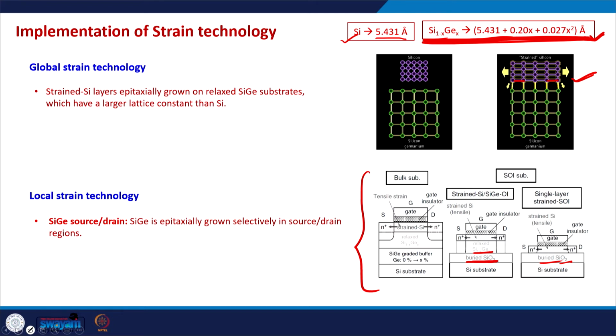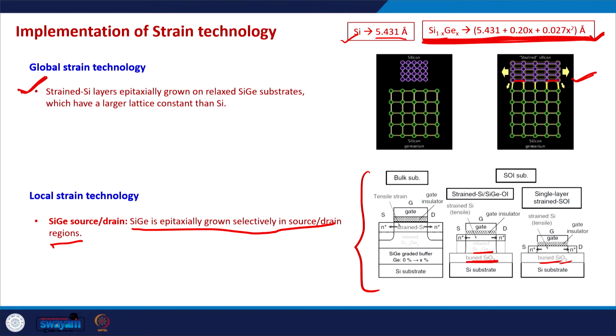Local strain technology is that silicon germanium is epitaxially grown in the source and drain regions, so that it selectively locally modifies the lattice of the silicon in channel just close to the source and drain contacts. In the global case, the silicon lattice constant in the entire channel will be modified. In this case, the silicon lattice will be modified only locally.